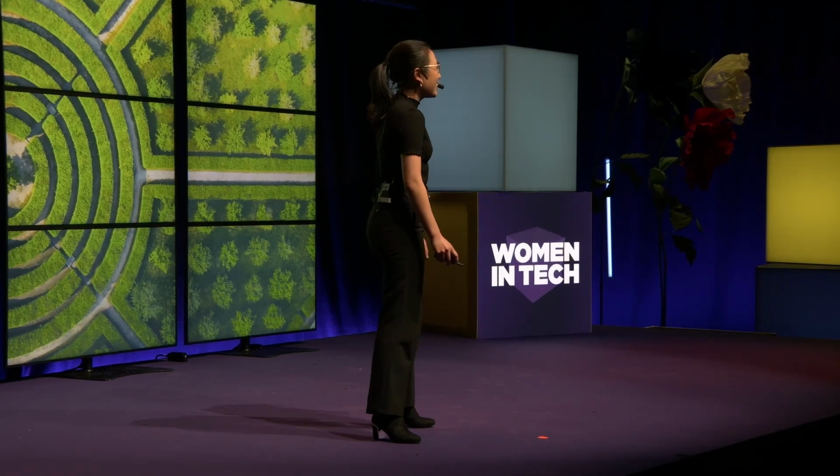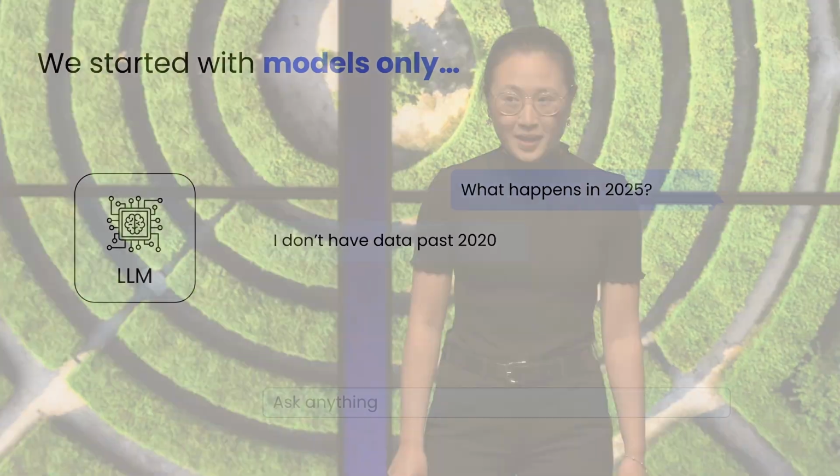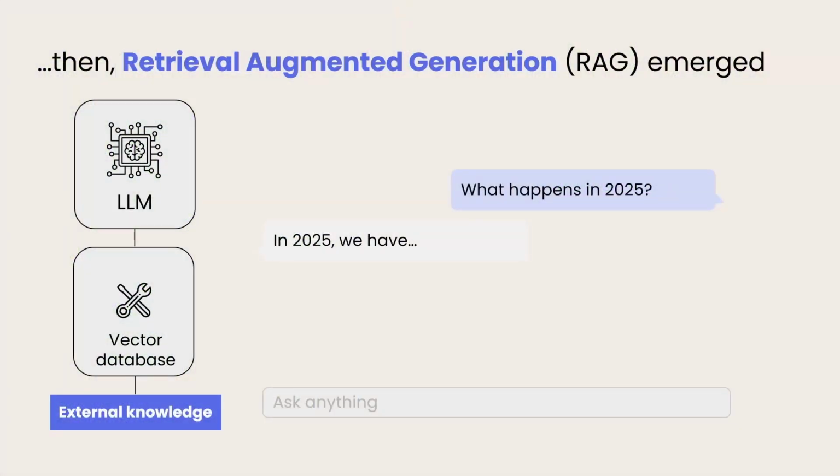Okay, let's continue with a quick evolution of LLM applications. So at first, we only had standalone models. You would give a prompt, and it would generate text based on its training data. And if the model had been trained on data up to 2020, well, then it wouldn't know anything beyond that. And then came Retrieval Augmented Generation, RAG. And this was a big step forward, because now we could provide the LLMs with external sources like documents and databases. And this made their responses much more reliable and up-to-date.